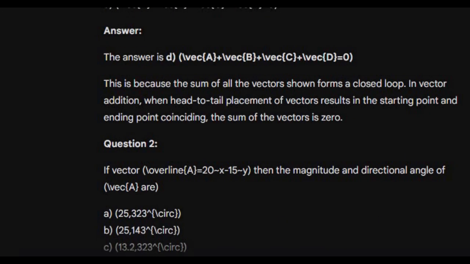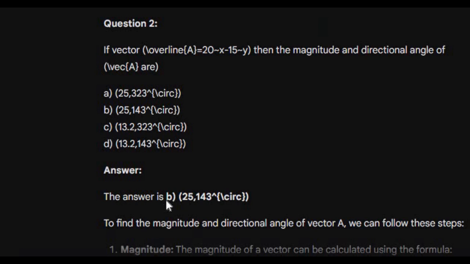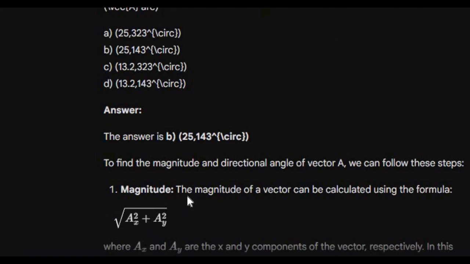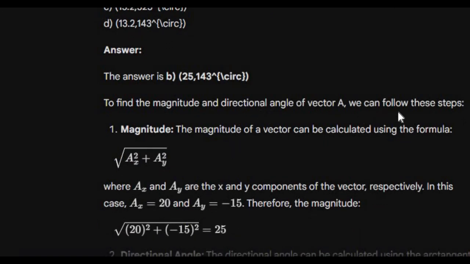Question 2. If vector A equals 20 i minus 15 j, then the magnitude and directional angle of vector A are... Answer: the answer is B, 25, 143 degrees. To find the magnitude and directional angle of vector A, we can follow these steps.